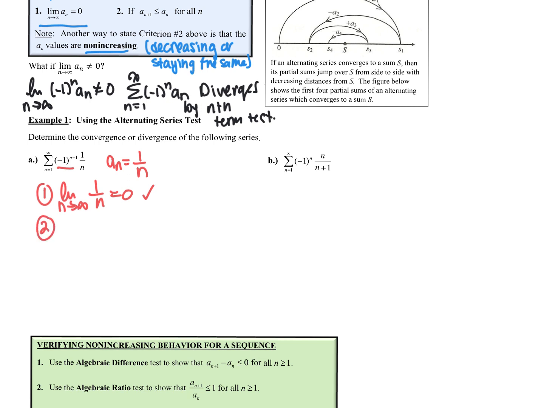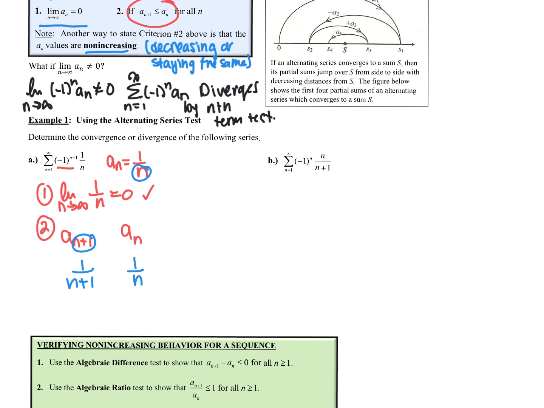And then we want to see if it is decreasing or staying the same or non-increasing. So we want to see if a sub n plus 1 is less than or equal to a sub n. That's our goal, right? So we want to compare a sub n plus 1, and we want to compare a sub n. Well, a sub n is just 1 over n, and a sub n plus 1 is plugging n plus 1 in for n, right? So that'll be 1 over n plus 1. So like if this is 1 over 3, then this is 1 over 4, right? The next term. So a sub n plus 1 is just the next term.